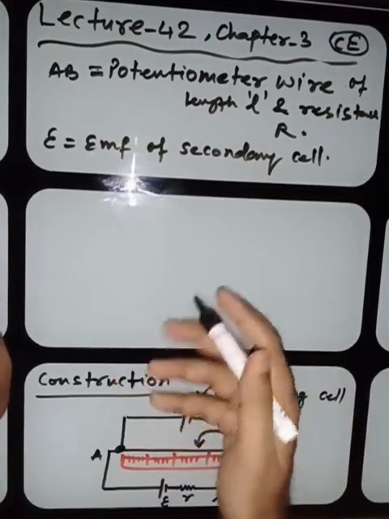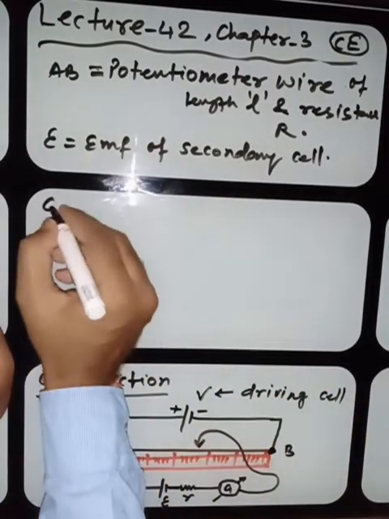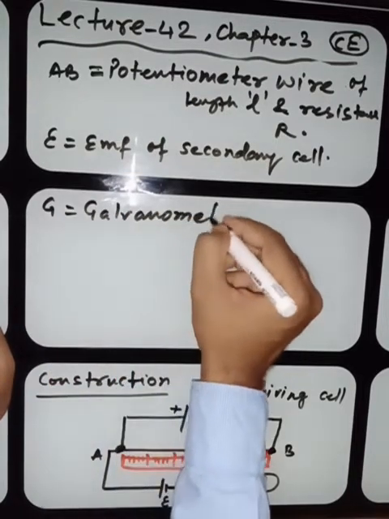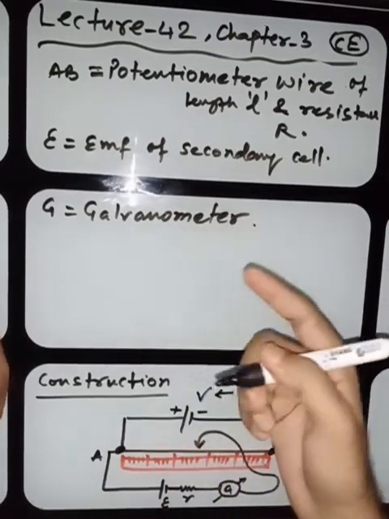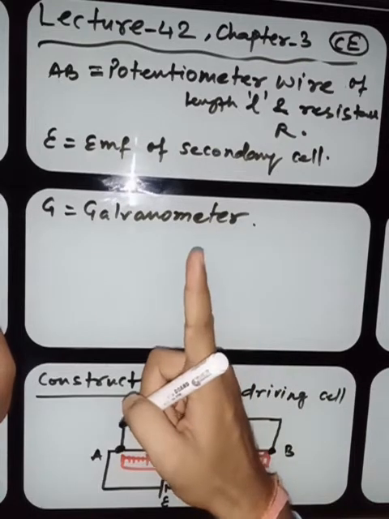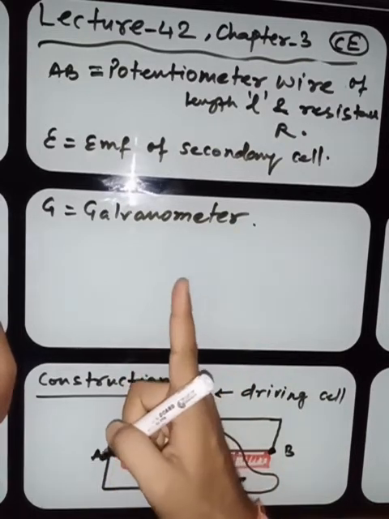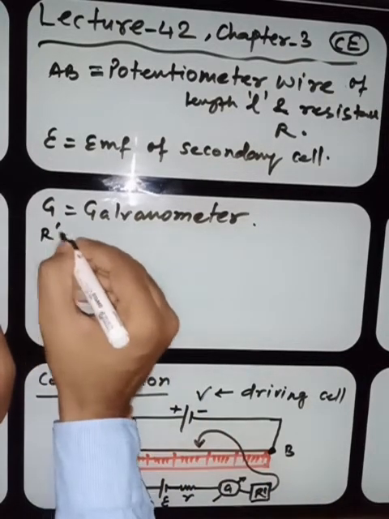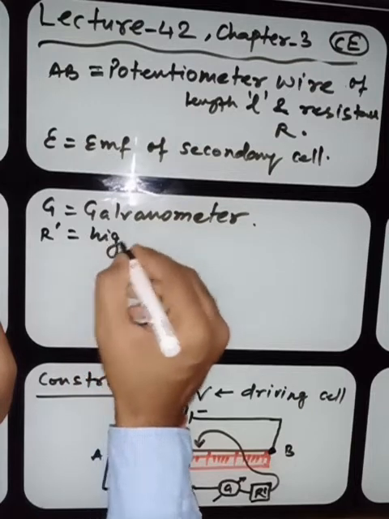Now G, this G is the galvanometer. We have discussed the use of galvanometer, how this works. The zero of the galvanometer we use to find at the center. The next thing is that you can use a resistance with this one also, my dear students. Let me write here. You can use a resistance over here also, R dash. This R dash is the high resistance.